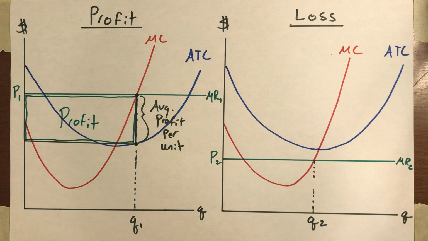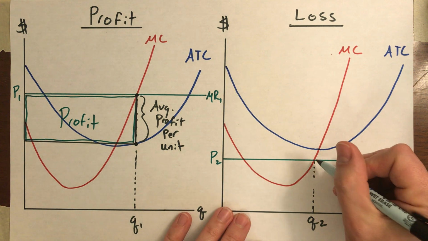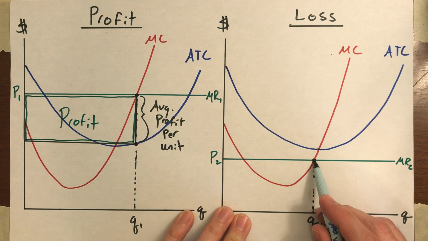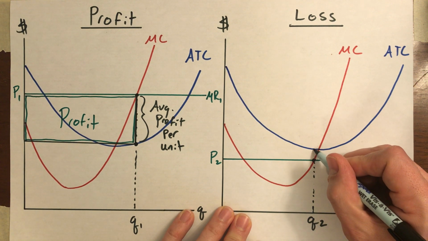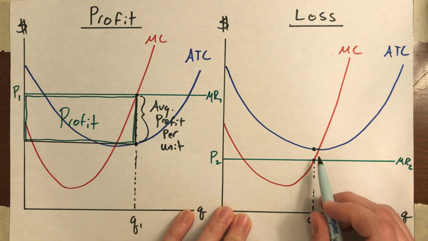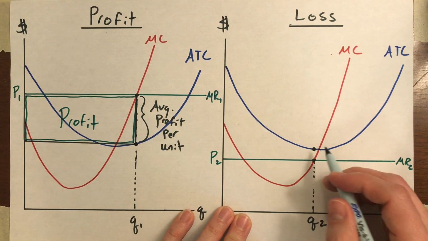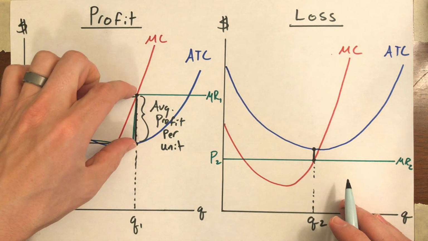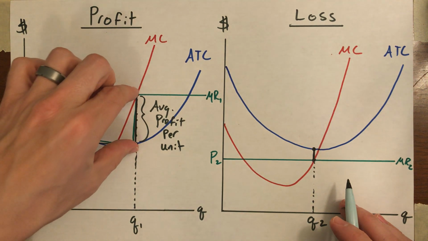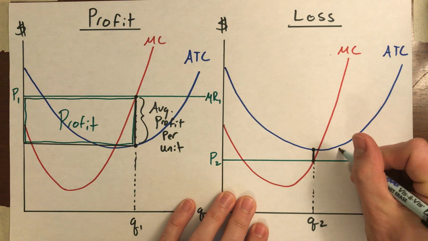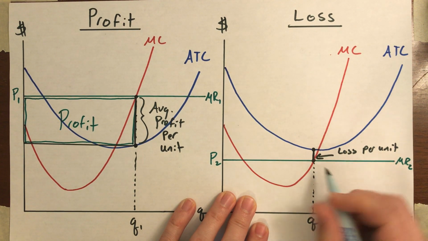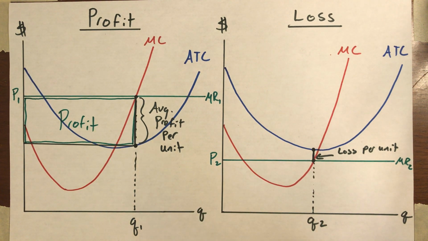Now, how do I show the losses? Well, at this point on the marginal revenue curve, I'm selling all the units at the same price. So that's the price per unit, or the average revenue per unit. If I take that quantity and plug it into the average total cost curve, I can see that my cost per unit is up here above the price I can charge. And so the distance between those two is going to be the average loss per unit, just like it was the average profit per unit over here. That's going to be my average loss per unit, that distance.